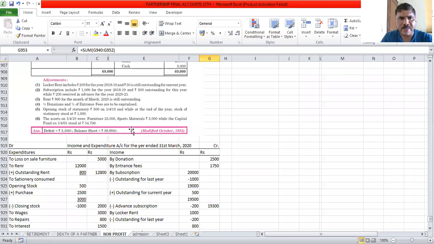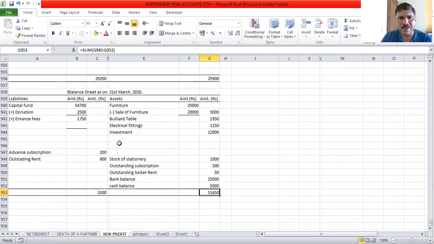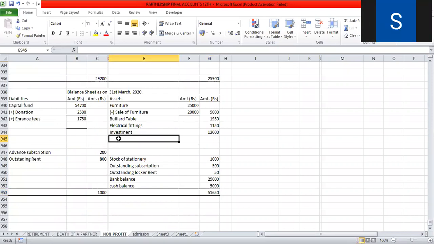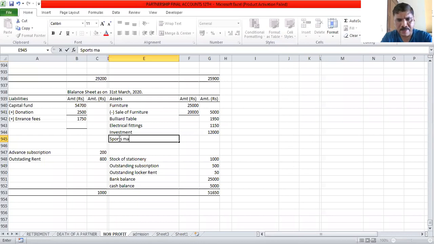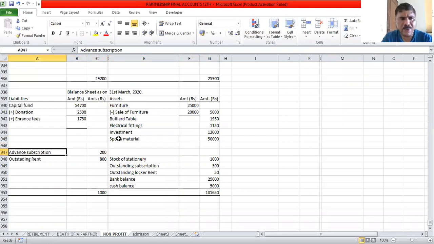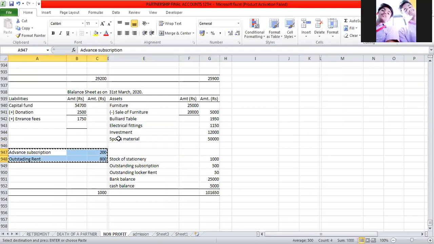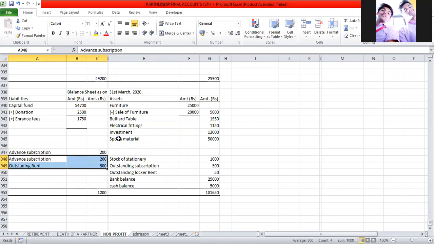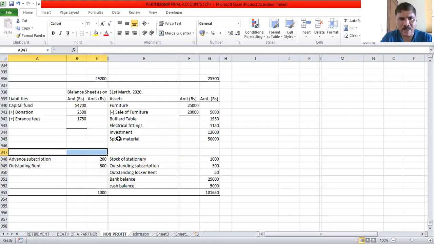Furniture we have already taken. Sports material, how much is that? 5,000 rupees. Take sports material, 5,000. Take that amount. Hope everyone is clear. Understood, all of you? Yes, sir. Now we have to find out the surplus or deficit.